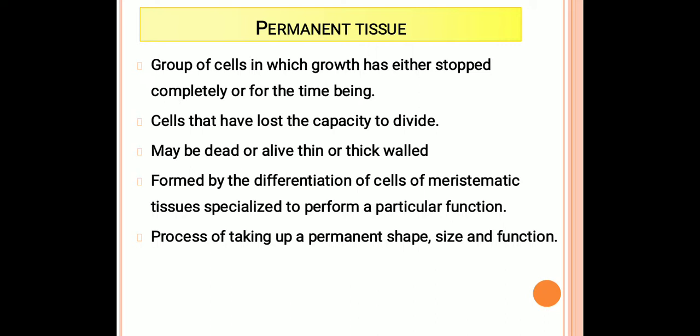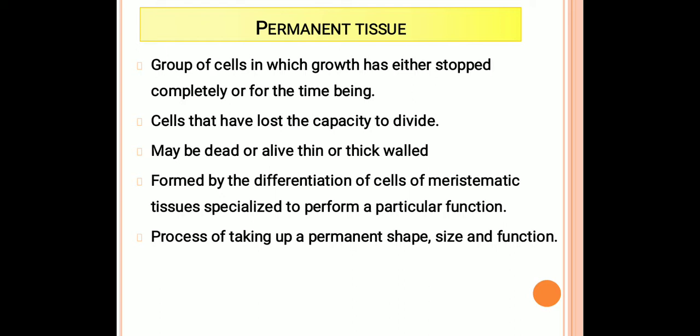These are formed by cells that have lost the capacity to divide. They may be dead cells or live cells. Some of the cells may be dead and some alive. Thin-walled and thick-walled cells are present in permanent tissue. Permanent tissues are formed by the differentiation of the cells of meristematic tissues, specialized to perform a particular function.